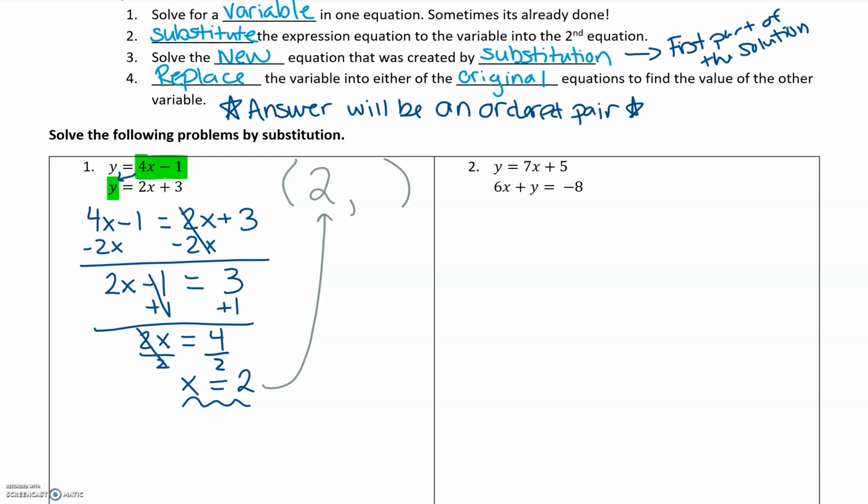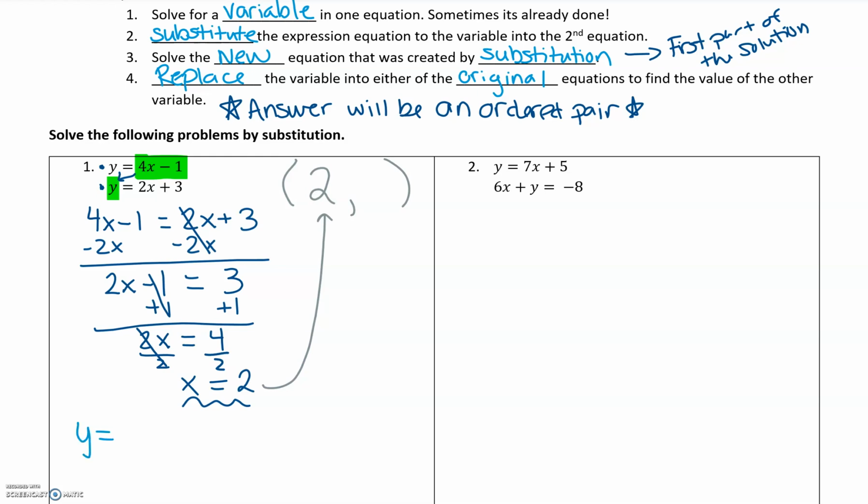Now what we need to do is find the second part of the solution. So step 4 says we're going to replace the variable into either of the original equations. So that means you can use this first one or this second one. It doesn't matter. I'm just going to use the first one just to keep it simple.